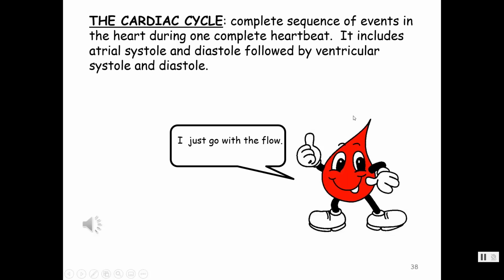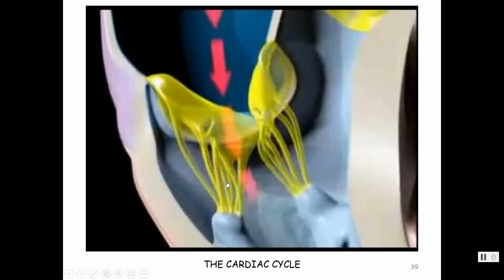We're just going to talk about blood flow, and I just want you to keep in mind that blood does not know where we want it to go. It's only going to be based on pressure. So let's go ahead and watch it before we discuss it.